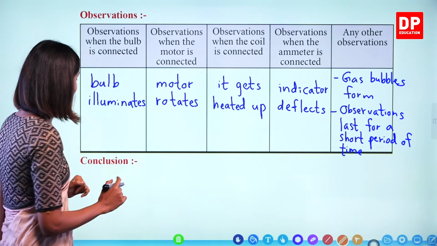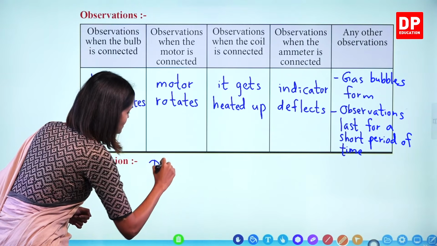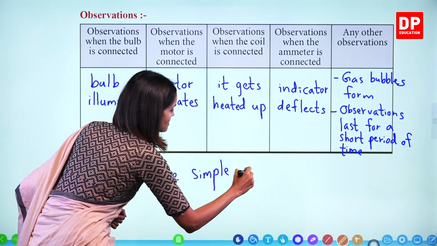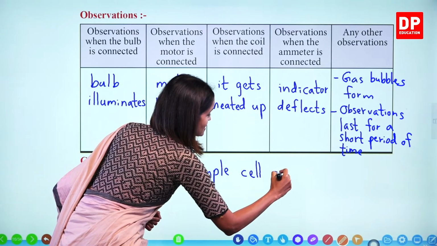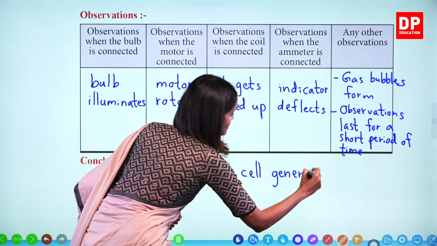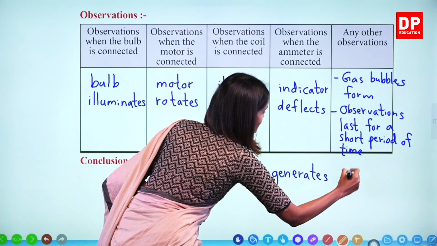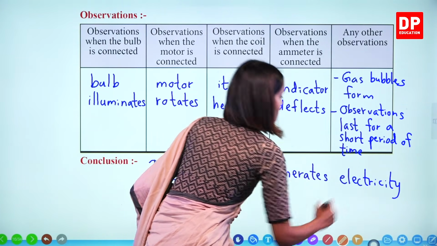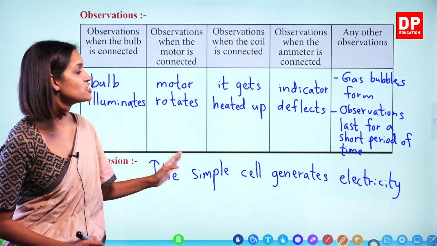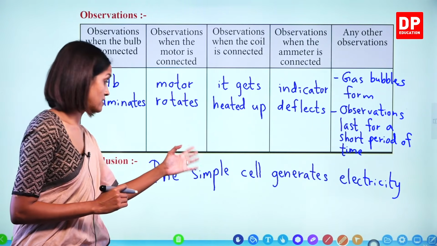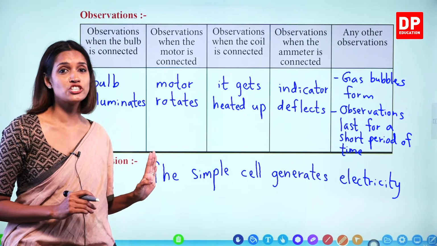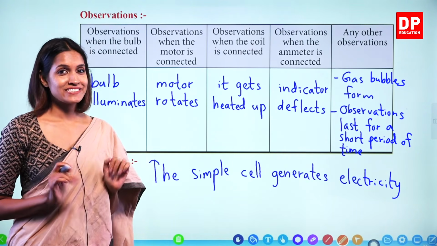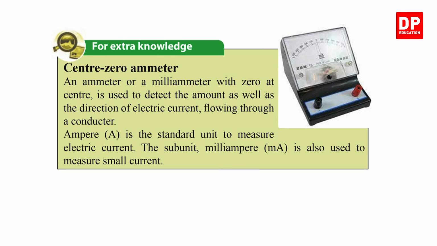Okay, we will write the conclusion. The simple cell generates electricity. Right? The simple cell generates electricity. That is because it can generate electricity, all these observations were possible. Understand? We have some information here.